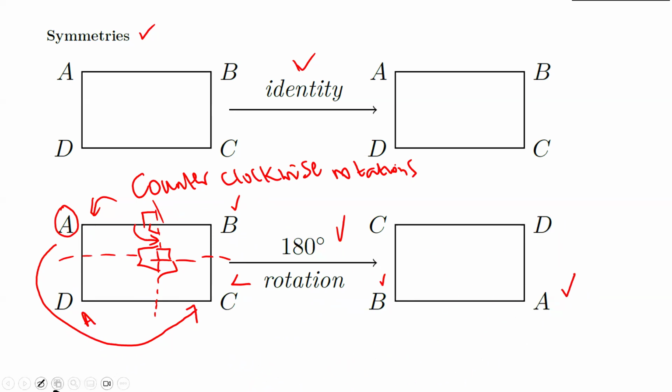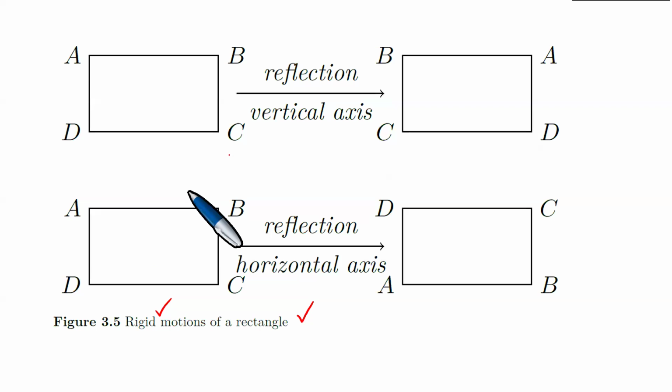Okay, let's move on to the next transformation. At this point, let's look at the reflection in the vertical axis. In other words, the reflection in the vertical axis that cuts through the middle.